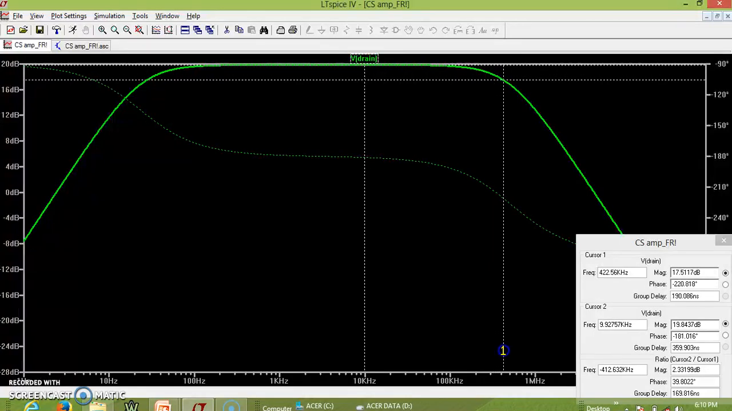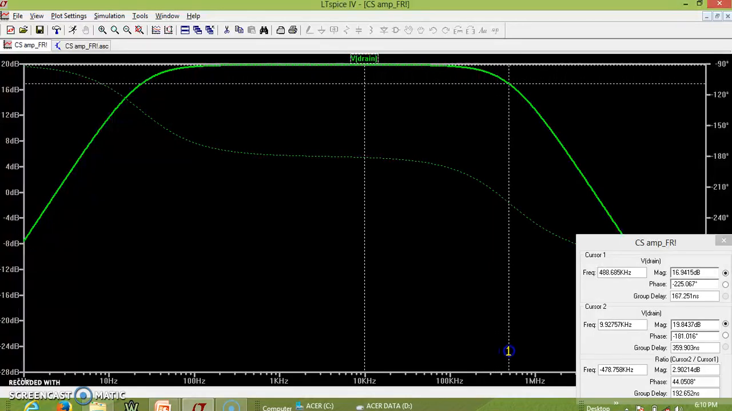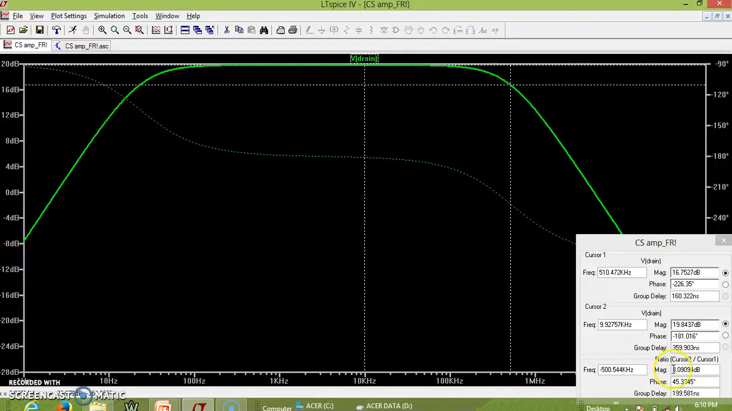So we are supposed to see this at 3 dB down. Just have a look at now, it is 2.9. Now you can see it's almost 3.09 dB. See, the corresponding frequency is 510 kilohertz.